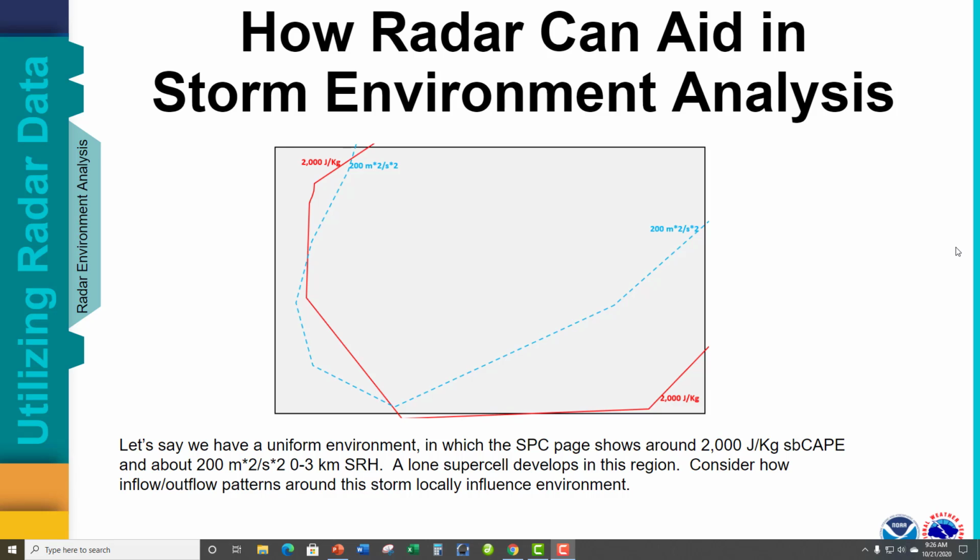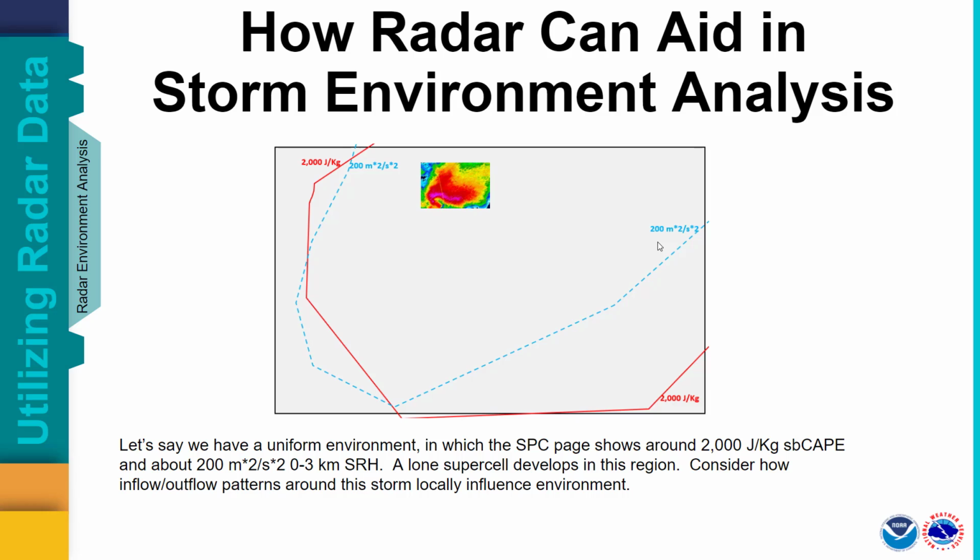Let's say we have a fairly uniform environment in which the SPC mesoanalysis page shows around 2,000 joules per kilogram of surface-based CAPE and about 200 meters squared per second squared of 0 to 3 kilometer SRH. A lone supercell develops in this region. Consider how inflow and outflow patterns around this storm could locally influence this overall environment.